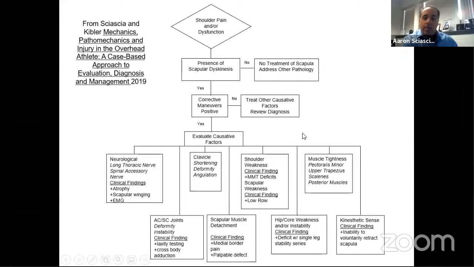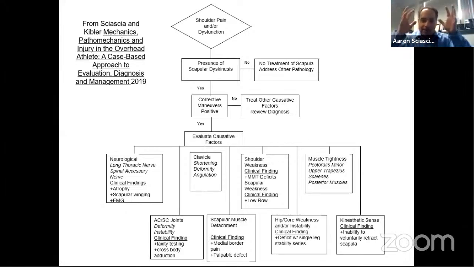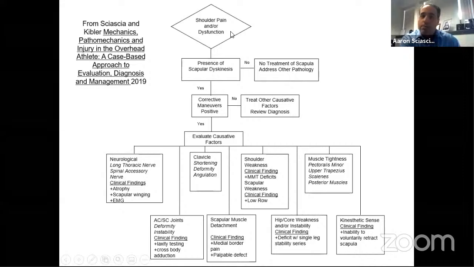In our world, we think very much in a systematic and algorithmic way. This algorithm that you see presented here is one that Dr. Kibler and I have worked on for quite some time, and we recently published it about a year and a half ago. In essence, you begin with your shoulder pain or dysfunction, or possibly even both, and you have to figure out why that's there.